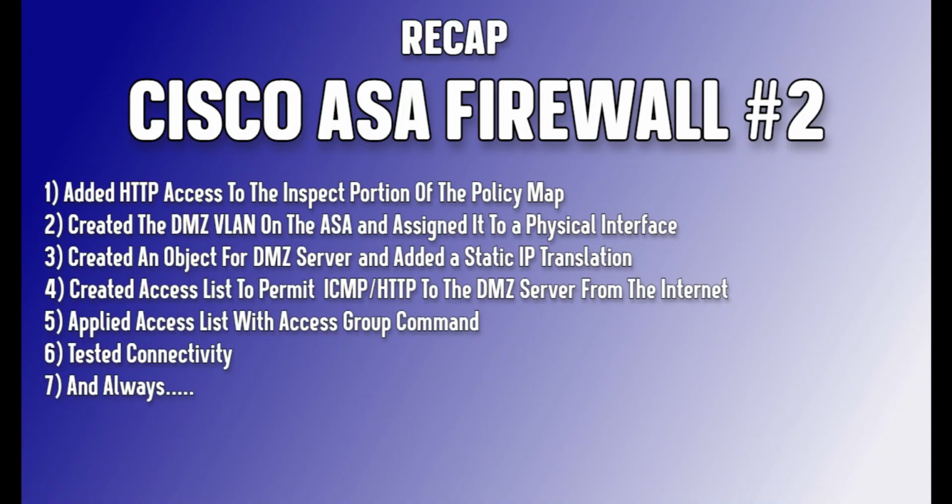First we added HTTP access for internal users by adding inspect HTTP to the policy map created in the first ASA video. Then we moved on to creating a DMZ and created the DMZ VLAN on the ASA and assigned it to a physical interface. Next we created an object for the DMZ server and added a static IP address translation. Then we created an access list to permit ICMP and HTTP to the DMZ server from the internet. Next we applied the access list with the access group command. Then we tested connectivity. And always document.